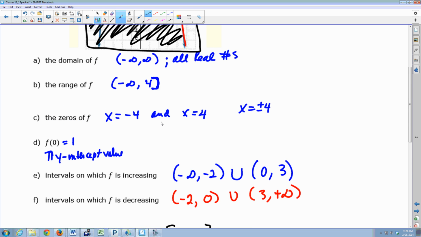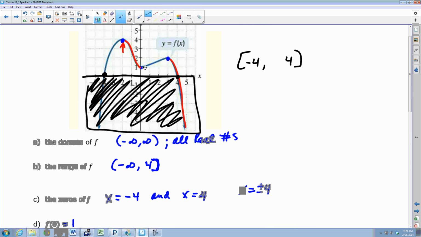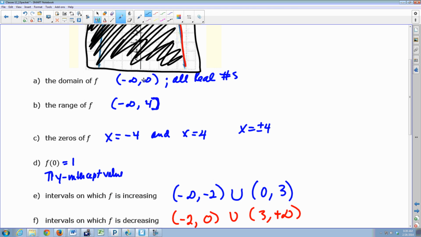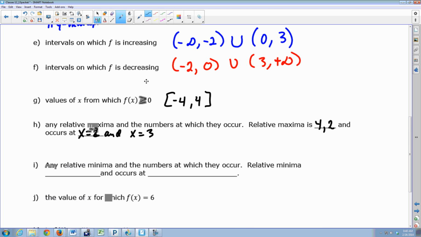Then relative minima. What's the relative minima? You go right here to this low point. It occurs at 0, but the relative minima, the lowest point right around in this neighborhood, is the number 1. So the relative minima is 1, and it occurs at x equals 0.